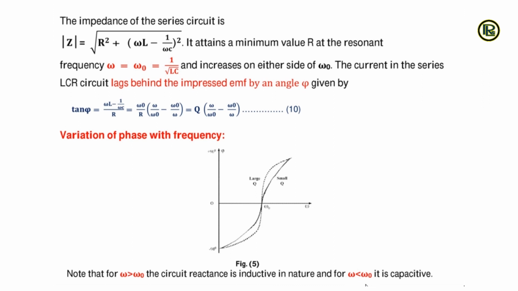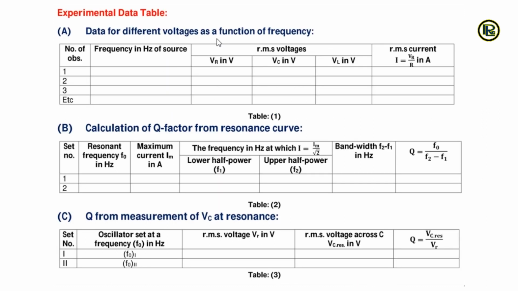And for omega less than omega 0, that means above resonance frequency and below resonance frequency. Above resonance frequency, the circuit reactance is inductive in nature, and below the resonance frequency, the circuit reactance is capacitive in nature. Next, these are the experimental data tables I am showing you because I will be using these tables for my experiment.